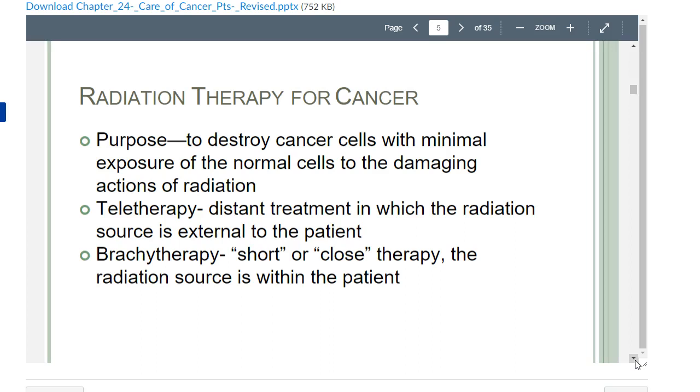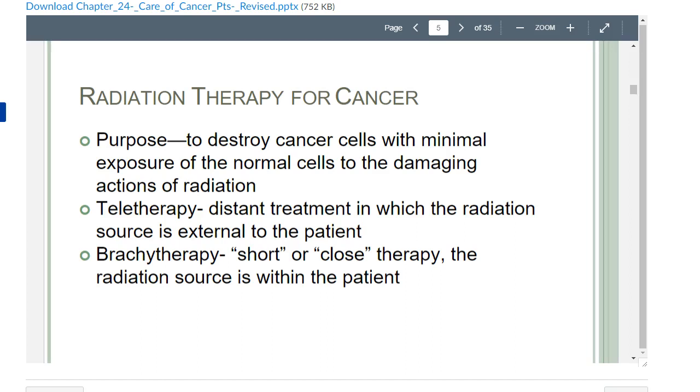And obviously that causes our patients to have extreme shortness of breath. The two ways that we try to eradicate these cancerous cells is through radiation therapy, okay?